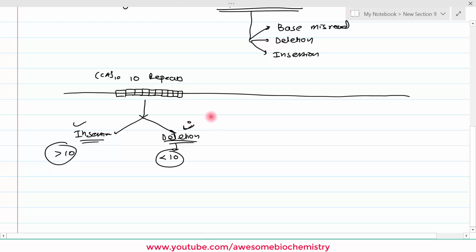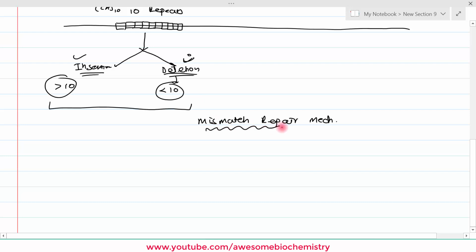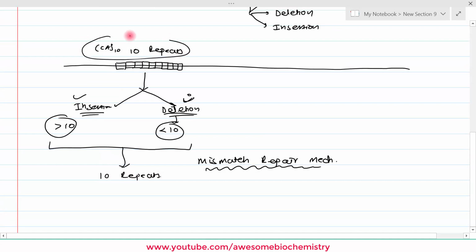But in real life, does this occur? No. Why not? Because we have a mismatch repair mechanism, which is very efficient in nature. It immediately identifies that an insertion or deletion occurred and corrects it. So after this mechanism has taken place, it will come back to the 10 repeats. That means the numbers of repeats in microsatellites are generally stable. They do not change, thanks to our mismatch repair mechanism. But sometimes the mismatch repair mechanism itself is defective.